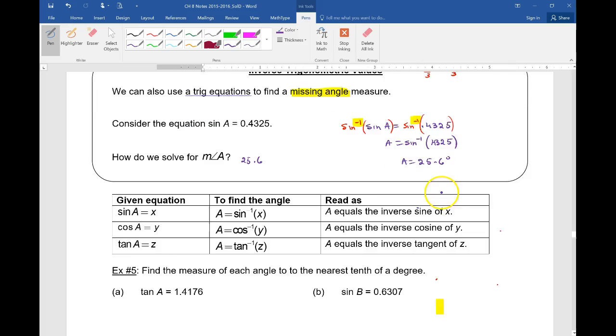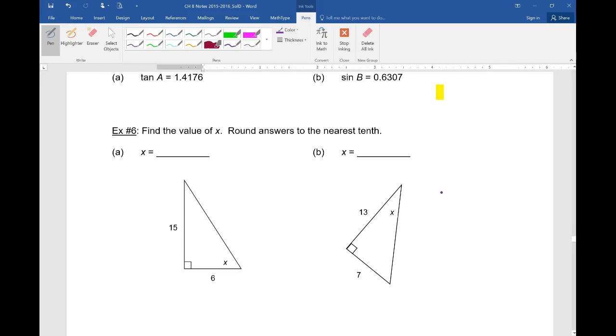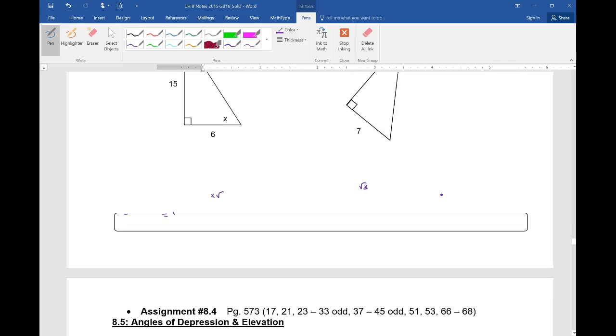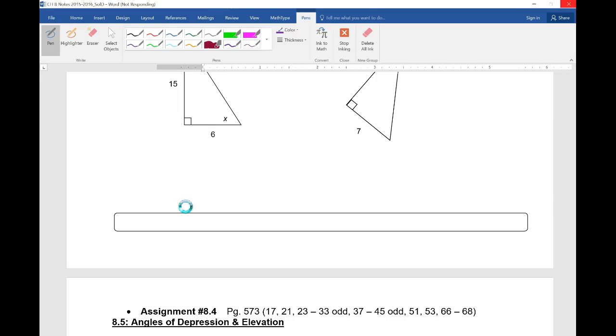Okay? So that's how you would do these. Go ahead and give this a try. You should be able to do most of the inverse trig functions as well. All right? And we'll pick up from this and I'll give you a practice quiz next time. Okay? 25.6. Okay?